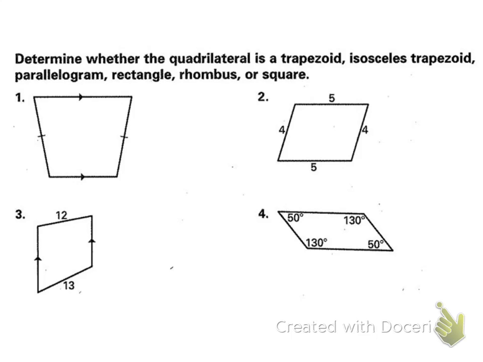All right, let's take a look at number 1. What are your thoughts on number 1? It's definitely a trapezoid, right? Because only one pair of sides is parallel. Okay, so once we know it's a trapezoid, we could say regular old trapezoid or isosceles trapezoid. What do you think? Yeah, this one is actually an isosceles trapezoid.